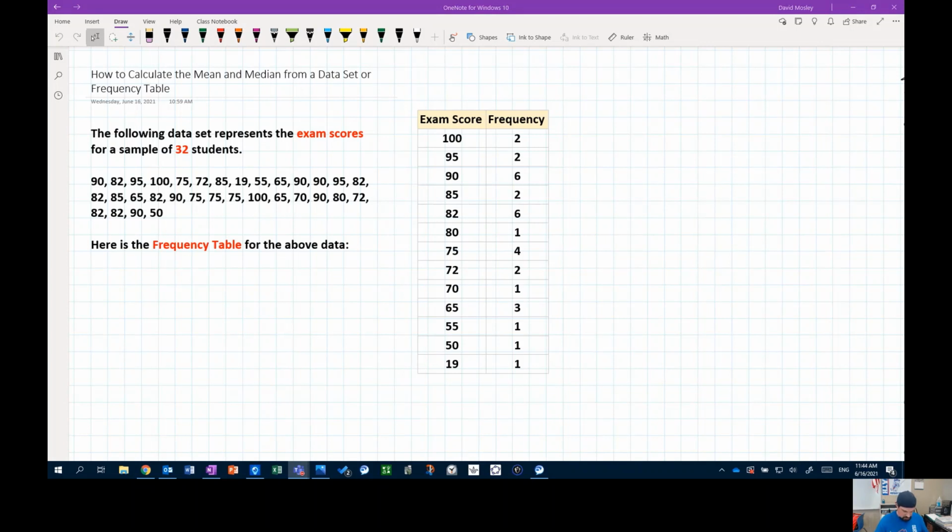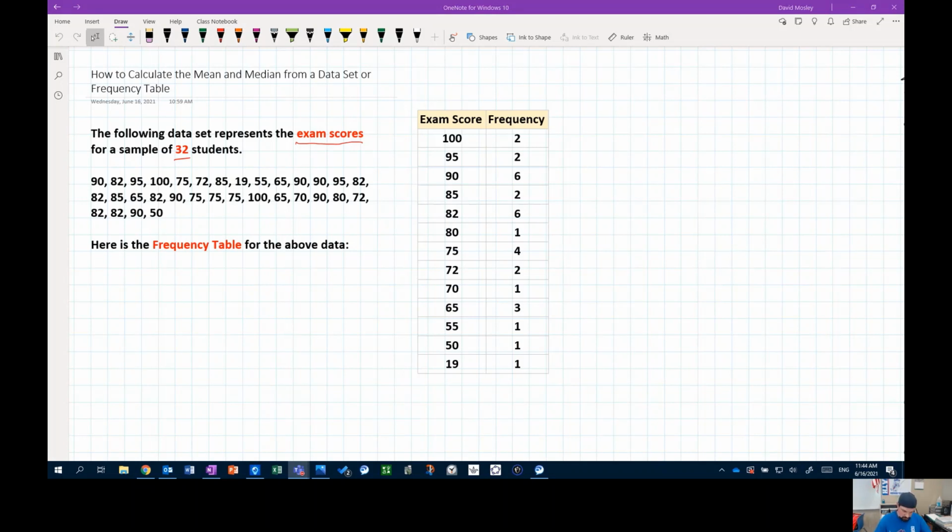First, we have a data set that represents the exam scores for a sample of 32 students, and we have them all listed right here. We also have our frequency table listed to the right for the same set of data.